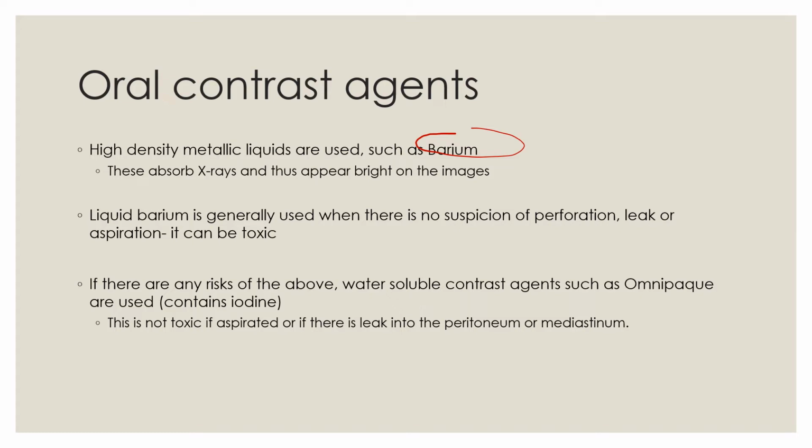Aspiration is when a patient's swallowing mechanism has become disrupted, in the sense that if they swallow, it doesn't go down the esophagus and it can go down the trachea and into the lungs. In this setting, aspiration can be toxic. Perforation or leak is if there is a tear in the mucosa, for example in the esophagus, and there's a risk of the barium leaking into the mediastinum or the peritoneum, whereby it can be toxic.